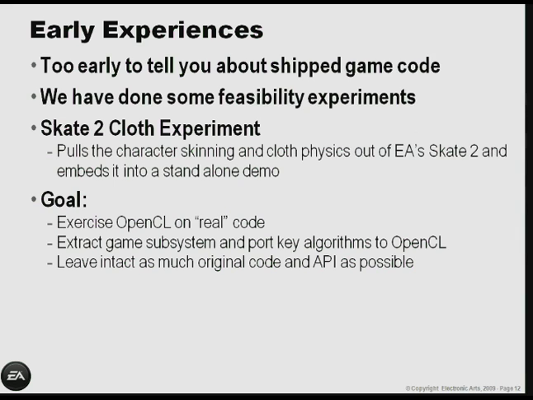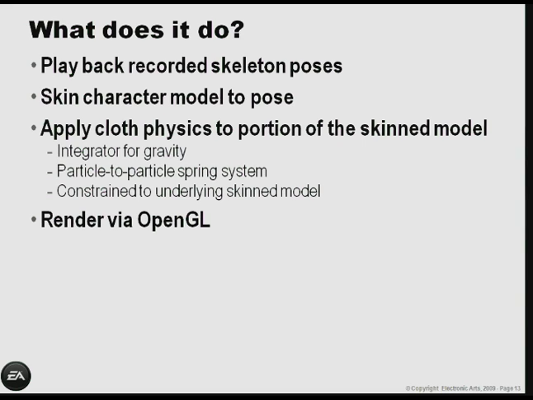Port the algorithms to OpenCL and leave intact as much of the original code and API as we can, because of course what we want to do in the context of game development is we've got a game that's already running. You want to take some algorithms and move them into OpenCL and disturb the rest of the code as little as you possibly can. So I'm going to show you this demo in a second, but what it actually does is it's going to play back a recorded set of skeleton poses. It's going to skin the model to the pose. It's going to apply some cloth physics. It's a very simple physics model, very constrained. It's not full cloth or anything. It just looks OK. And then it's going to render it via OpenGL.